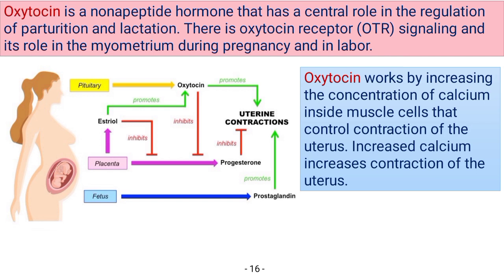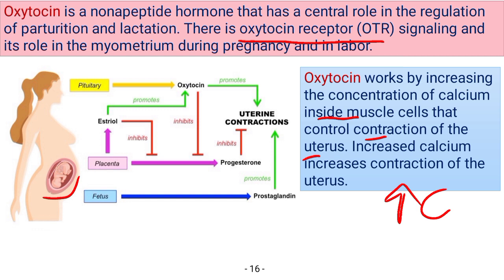Okay, now the posterior pituitary hormone releasing oxytocin. Oxytocin works by increasing the concentration of calcium inside the muscle cells that control the contraction of the uterus. Increased calcium increases the contraction of the uterus. Oxytocin is a peptide hormone that has a central role in the regulation of parturition and lactation. There is oxytocin receptor (OTR) signaling and its role in the myometrium during pregnancy and in labor.